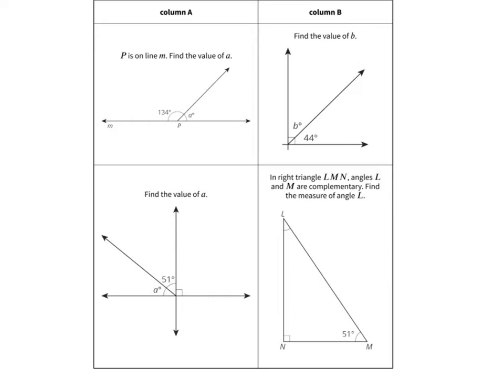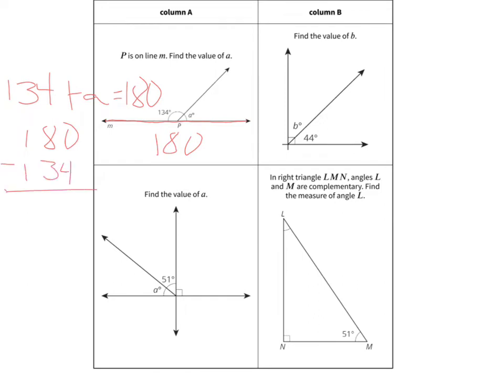Well, if we remember, a straight line is 180 degrees. So we can go 134 plus A equals 180. To figure out what A is, we're just going to go 180 minus 134, and we'll get our answer, which is 46 degrees. So A here is 46 degrees.